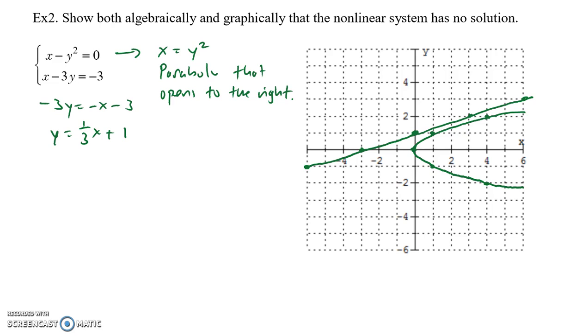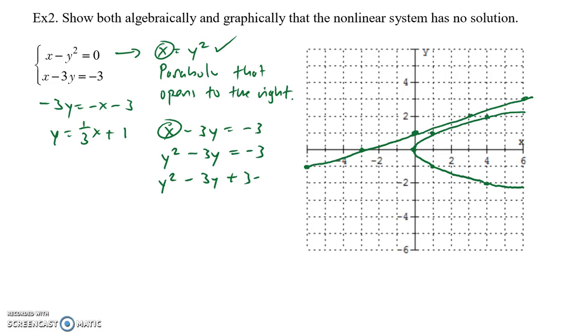So what if we try to solve the system algebraically? Again, there's a variety of ways we could do this. If we take the second equation, x minus 3y equals negative 3, and we replace x with y squared using this version of the first equation, so we are using substitution here, replacing the x with a y squared as shown, given from the first equation, we get a quadratic in the variable y.